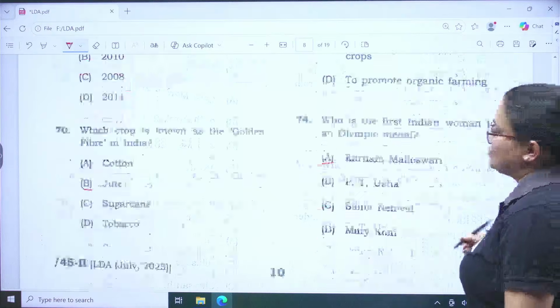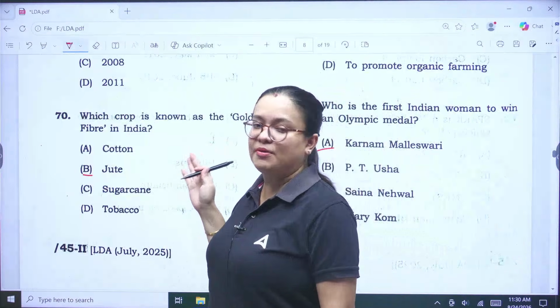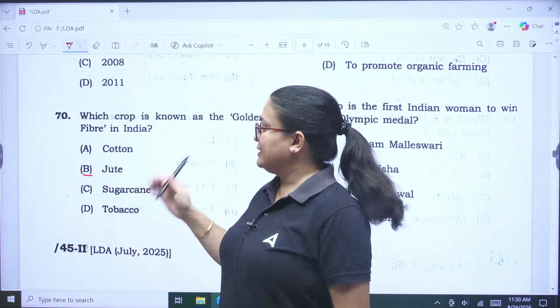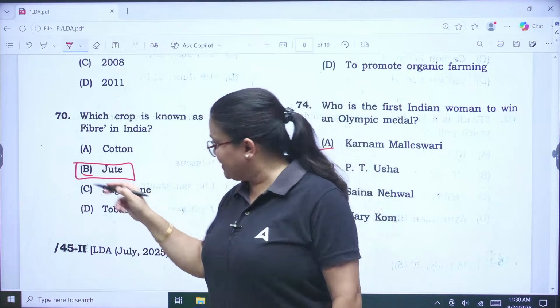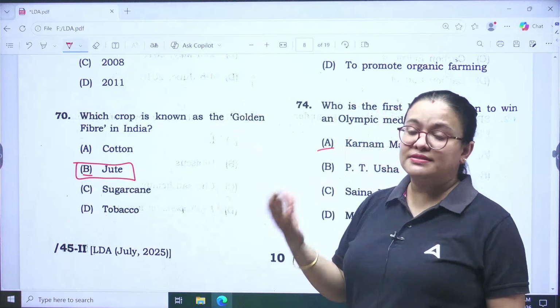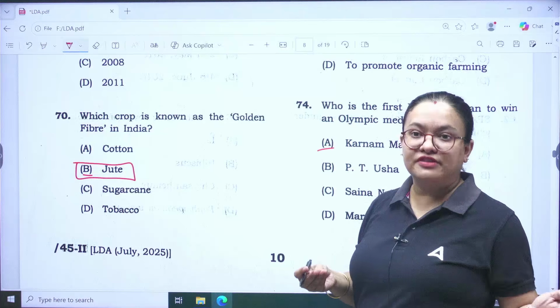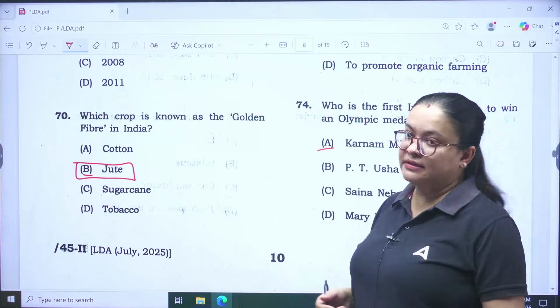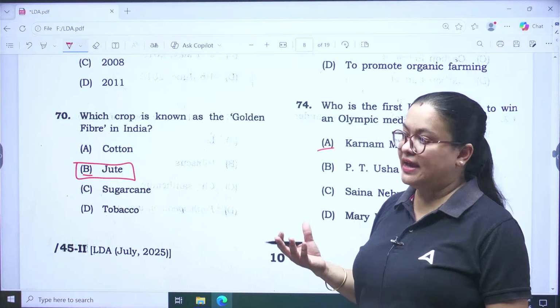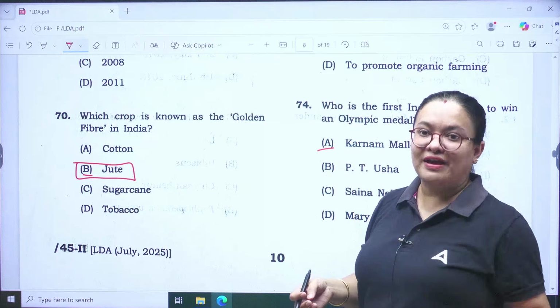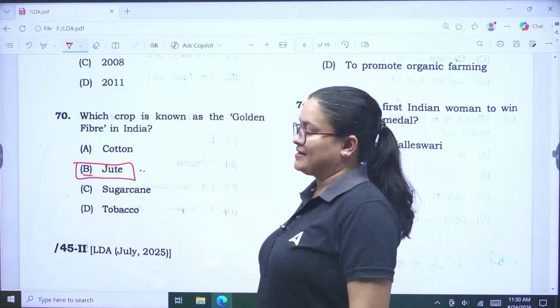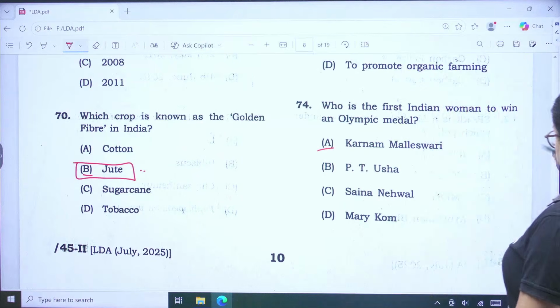Next, which is known as golden fiber? Many of you have given cotton. It is not cotton. It is jute. When we say golden fiber, it is jute. When we talk about different types of revolution, it came in the golden revolution, or we say it is a part of the golden fiber revolution, when the maximum amount of jute was produced.